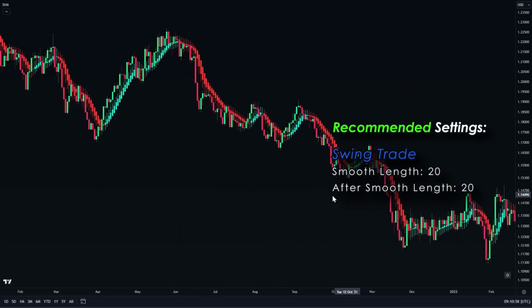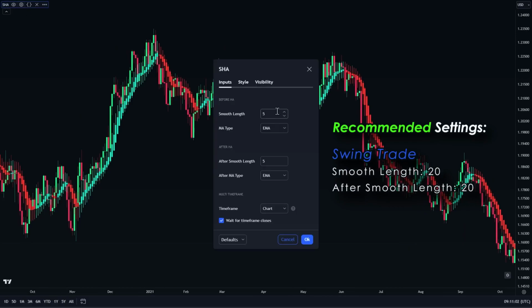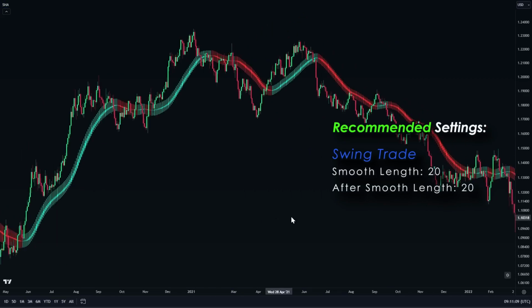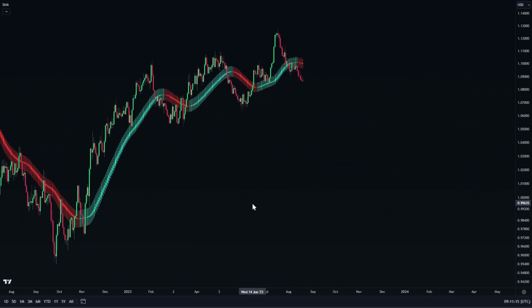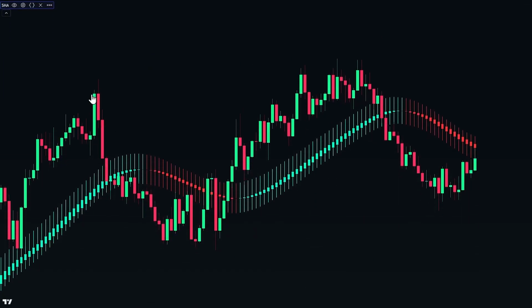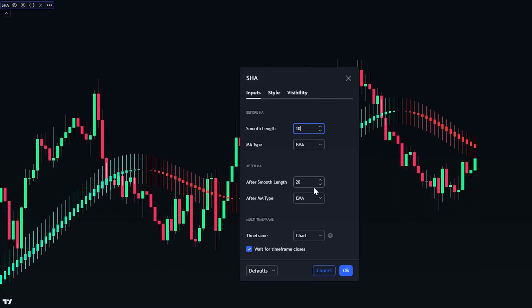Now, if you're a swing trader who wants a longer-term view of the market, the 20 and 20 settings are a lot more suitable, as they let you analyze the long-term price movements without being affected by the short-term volatility. But for the examples in this video, I will be using the 10 and 10 default settings.